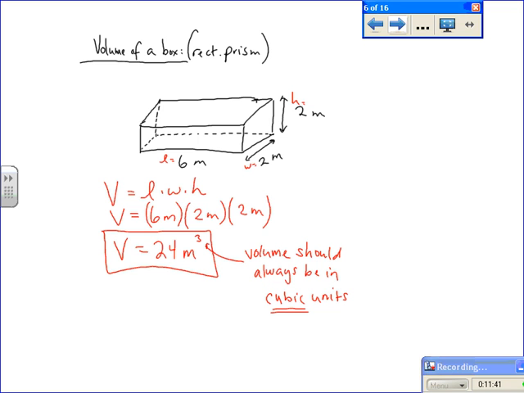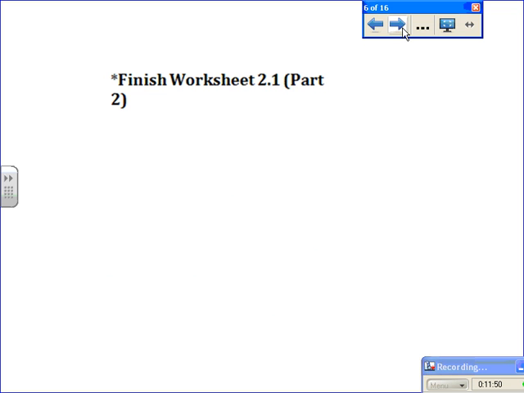The homework for this lesson is to try the rest of your worksheet 2.1, part 2 that deals with volume. You can leave part 3 for now. Here is our homework 2.1, part 2, doing some examples with volume. They're all going to be in different units. You might deal with inches, feet, centimeters, meters, but you're just continuing with that same formula, and calculating your volume in cubic units.